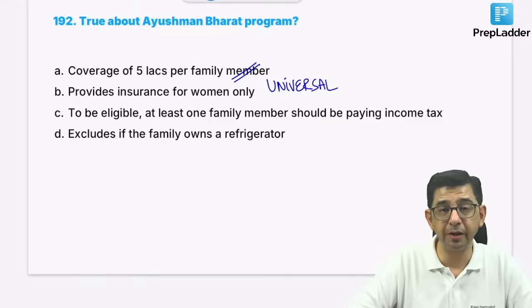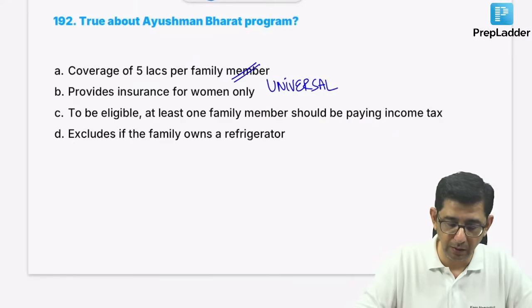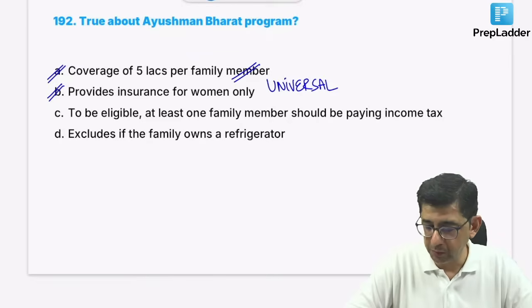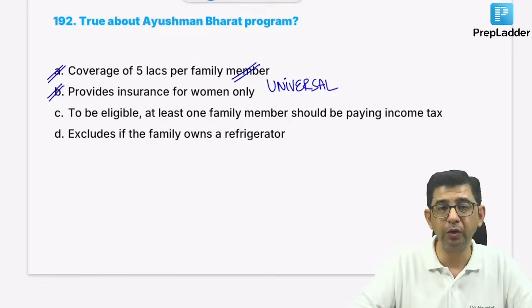I mean, this is a wrong statement. A is a wrong statement. B is a wrong statement because universal. To be eligible, one member should be paying income tax. No, it is for poor people.